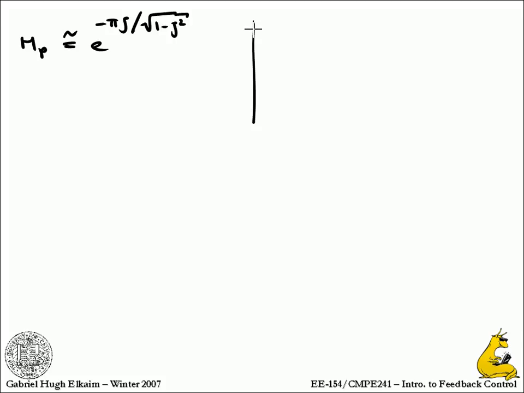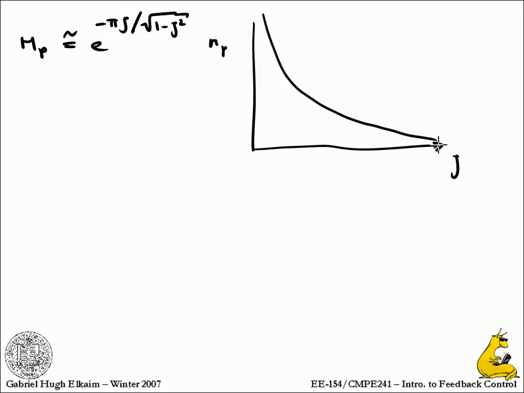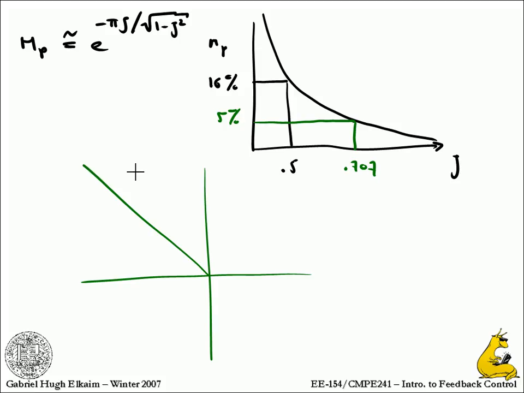And what this looks like is, if I plot zeta on this axis and M_P on that one, I get a curve that looks something like that. A couple of numbers are easy to remember. For a 16% overshoot, zeta is 0.5, half. And for a 5% overshoot, zeta equals 0.707, or 1 over the square root of 2, square root of 2 over 2, which means what angle? 45 degrees. So this line is M_P equals 5% overshoot.